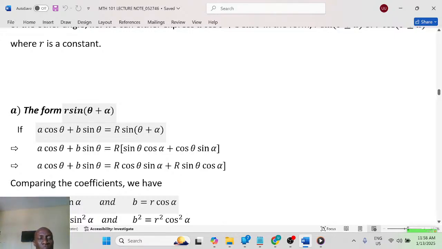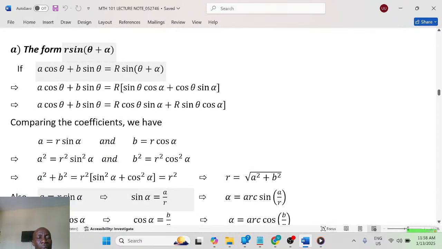So if you equate the terms, you are going to have A cos theta plus B sin theta equals R cos theta sin alpha plus R sin theta cos alpha. If you compare the terms, A will be equal to R sin alpha. B will be equal to R cos alpha.